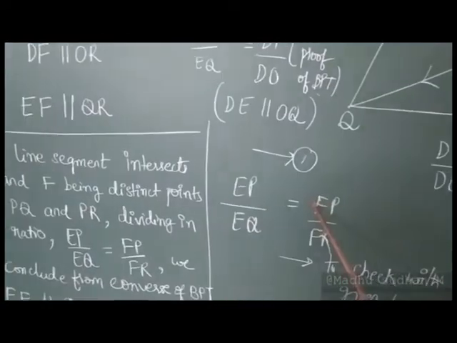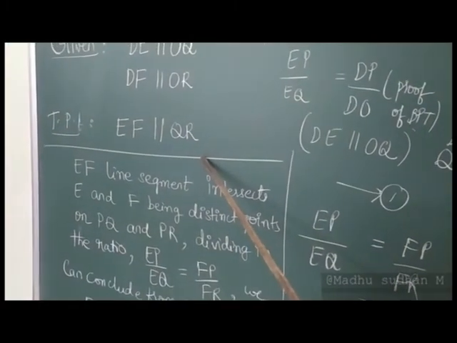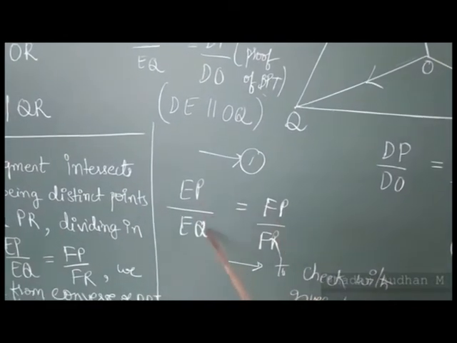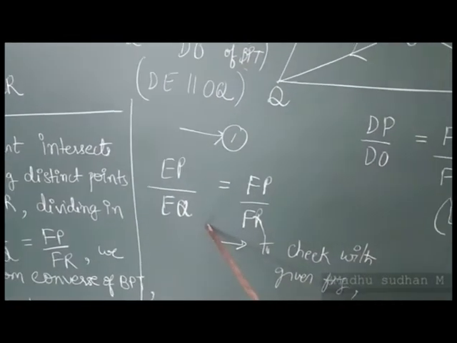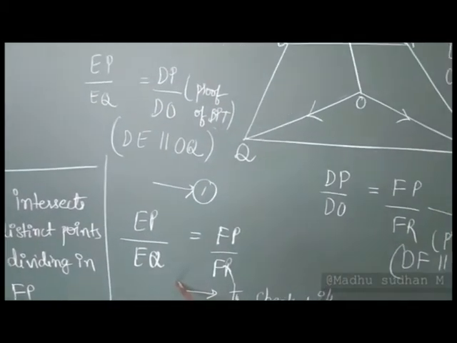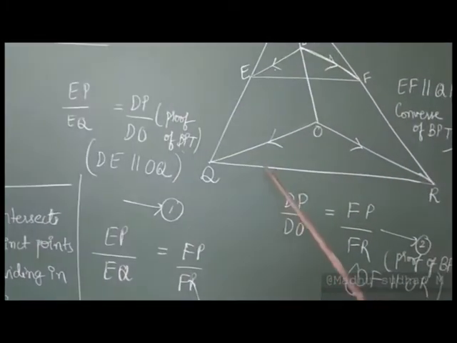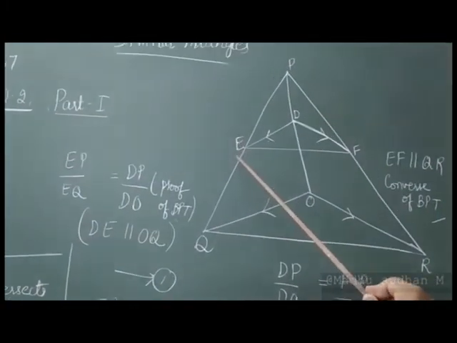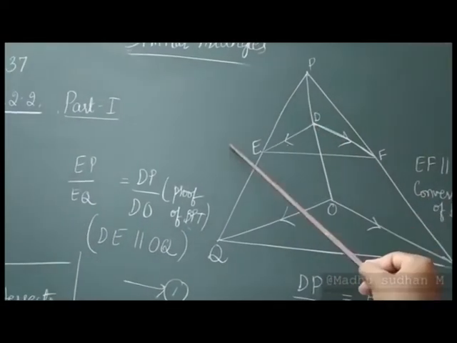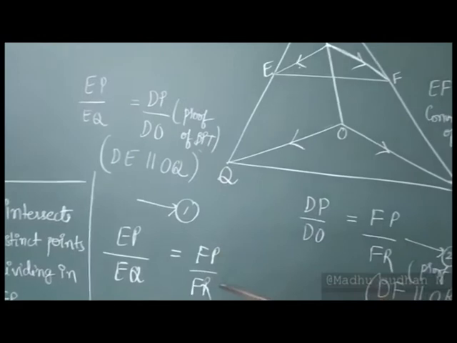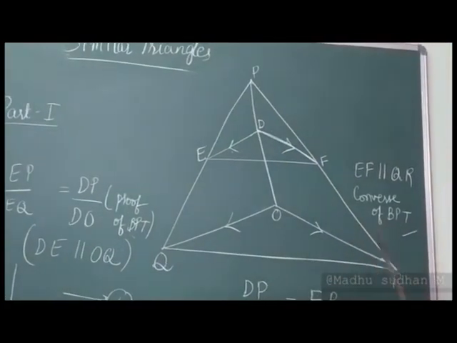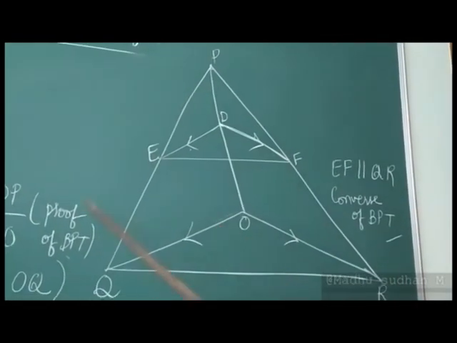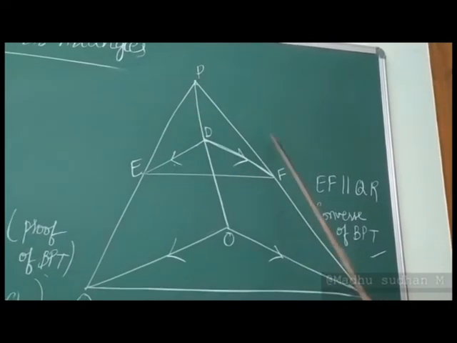Now what do we need to prove here? We need to prove EF is parallel to QR, right? But we have not got that part. We have got these equivalent ratios or proportional sides. So now check this with the given figure. What is EP by EQ here? You should always have the diagram beside you. So EP, where is it? EP by EQ, right? So here this is EP by EQ. Is it not FP by FR here? So FP by FR. So what can we conclude? Once again, EP by EQ is equal to FP by FR.